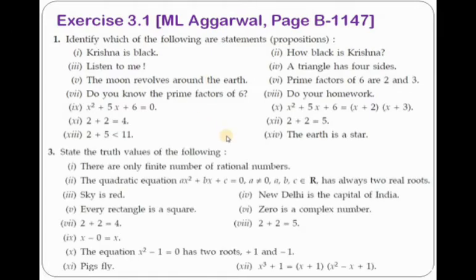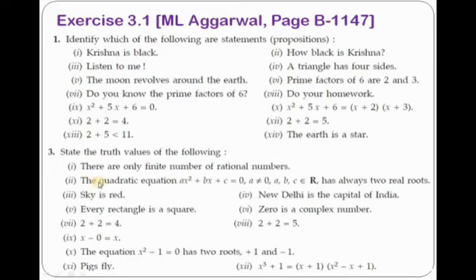Okay, very good. Now, state the truth value of the following. Now, you just need to say whether they are true or false. That's what you need to tell me. So there are only finite number of rational numbers. Is this true? Can you count how many rational numbers are there? No, you cannot count, right? There are many rational numbers. So that's why number one is false. So this is my false statement here.